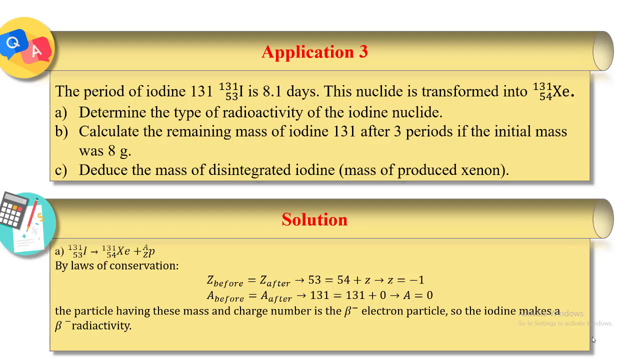We apply the law of conservation for mass number and charge number. We get Z equal to -1 and A equal to 0. So the emitted particle is an electron since it has negative charge and 0 mass number. So the type of the decay is beta minus.